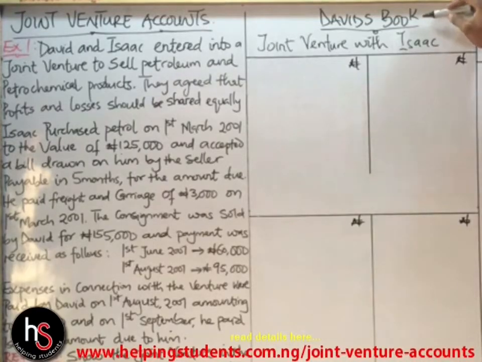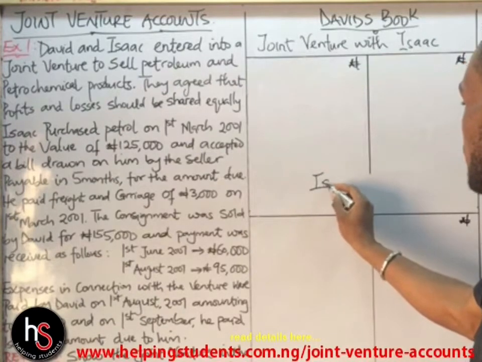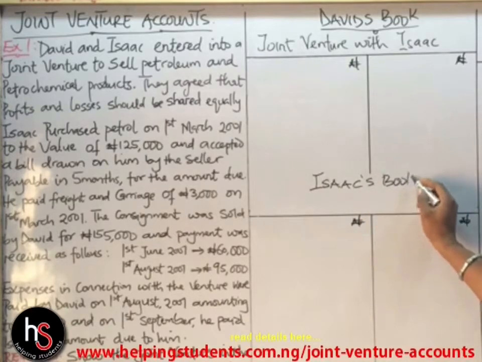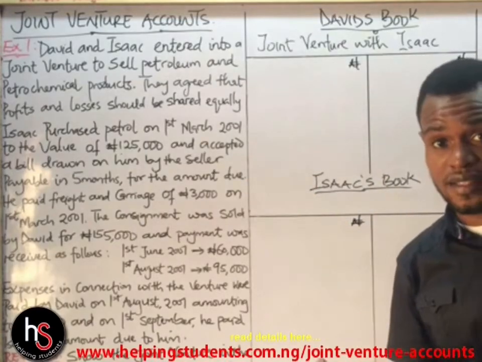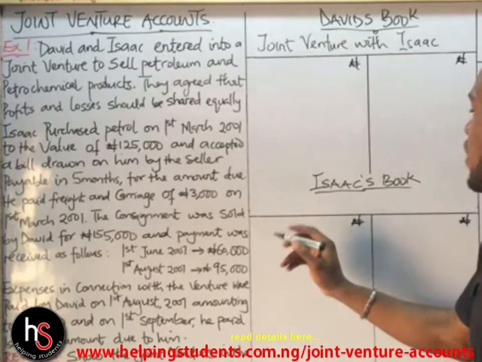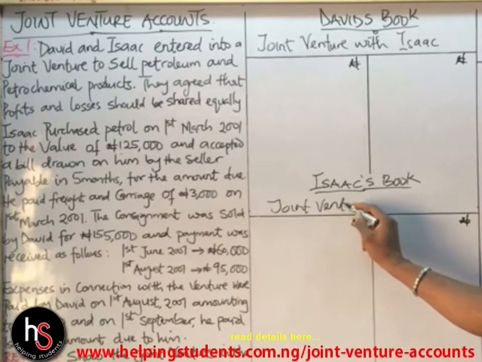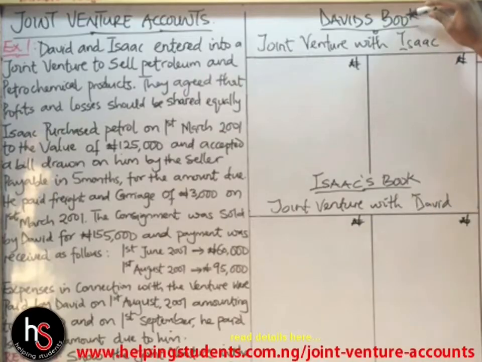Okay? Now you come over to the next one. Since this is David's book, this next one will be Isaac's book. So we'll write Isaac's book. Now the account has to do with David and Isaac, so we'll now have Joint venture with David. David's book, joint venture with Isaac. Isaac's book, joint venture with David.